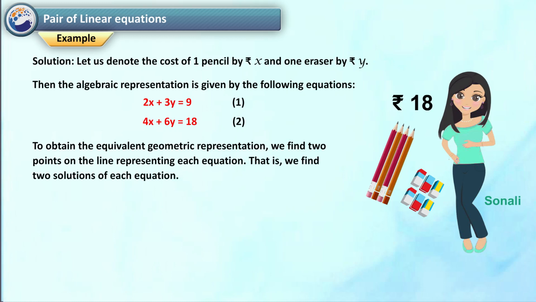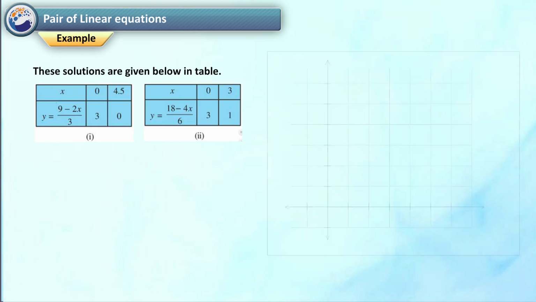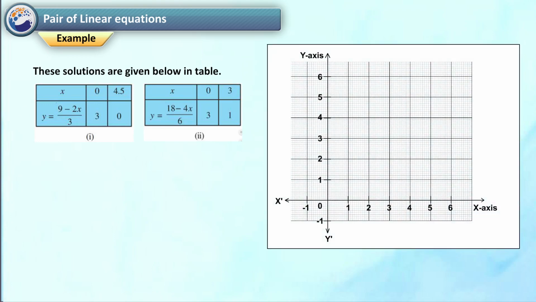That is, we find 2 solutions of each equation. These solutions are given below in the table. In the first equation, when x is equal to 0, y is equal to 3, and when x is equal to 4.5, y is equal to 0. Similarly, for the second equation, when x is equal to 0, y is equal to 3, and when x is equal to 3, y is equal to 1.